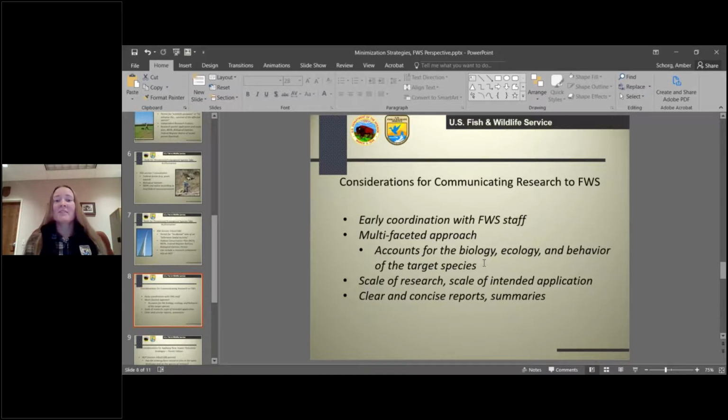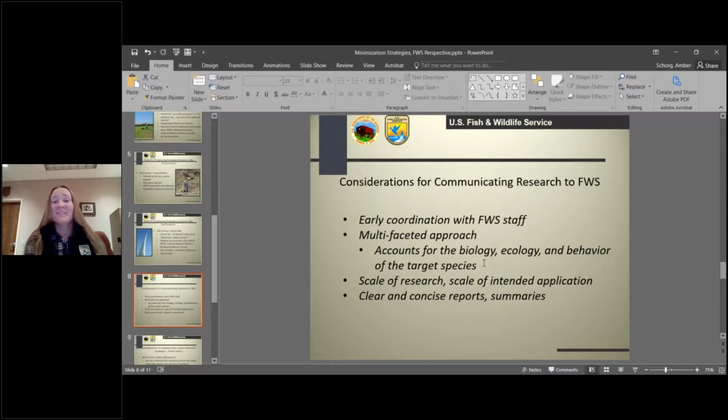Another consideration is to think about the scale of the research and the scale of the intended application. So if you have a pilot study, discussing the scale of the pilot study and how you hope to incorporate it into a larger scale can kind of help inform the study plan and help inform the Fish and Wildlife Service as far as where you hope to take the technology in the future.